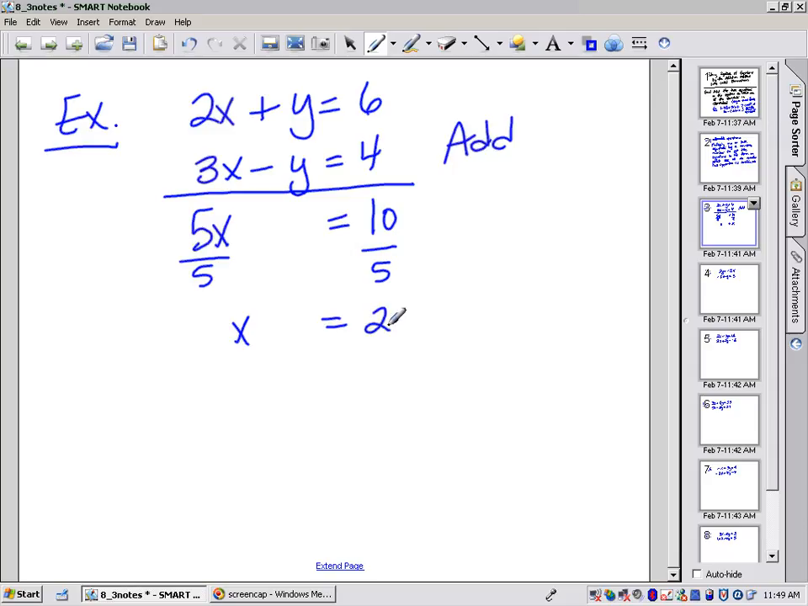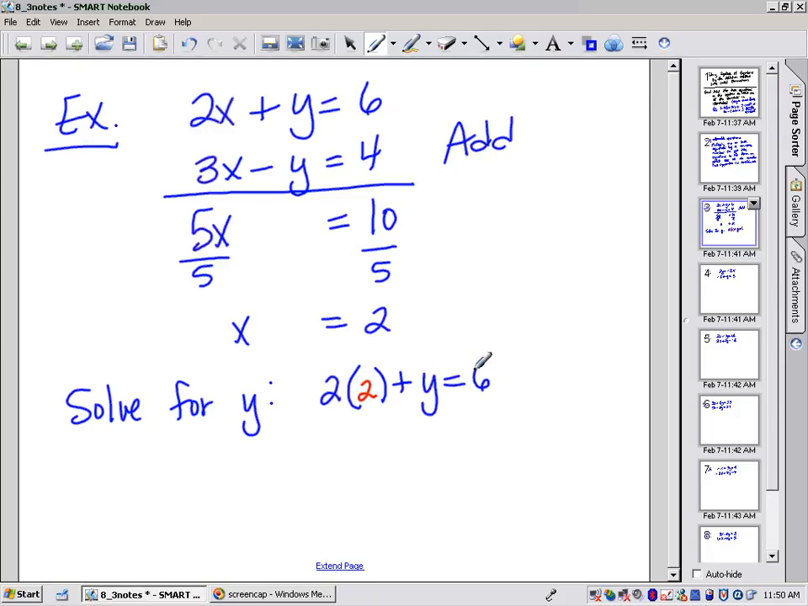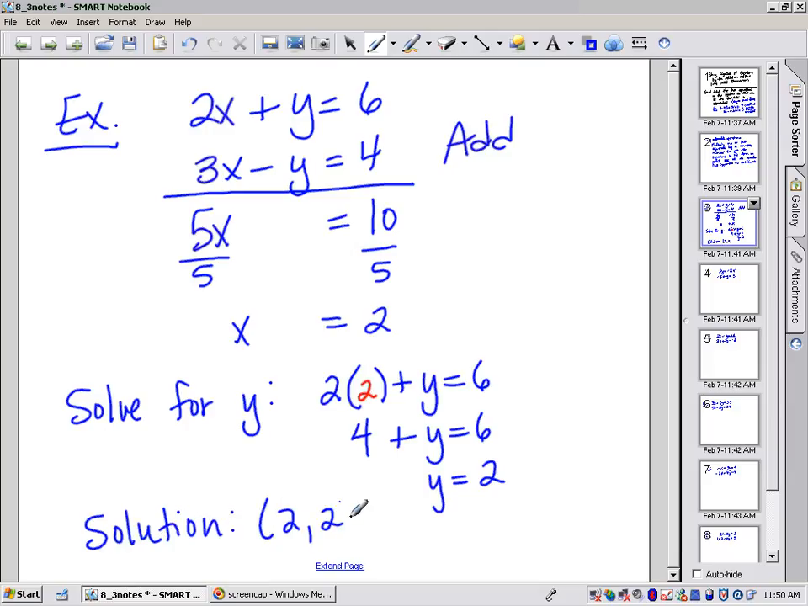And now, just like we did with other methods, we have to find the corresponding component of the ordered pair that satisfies those two equations. So we have to substitute in the 2 and solve for y. We would have 2 times 2 plus y is equal to 6, and I could certainly use either one of those equations. So that's 4 plus y is equal to 6. Subtracting 4 gives us y is equal to 2. So our solution is the ordered pair 2, 2.